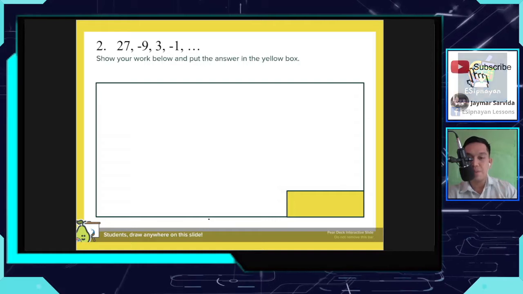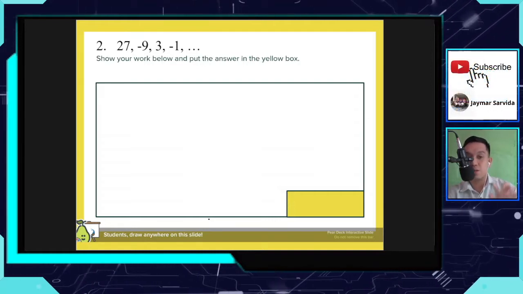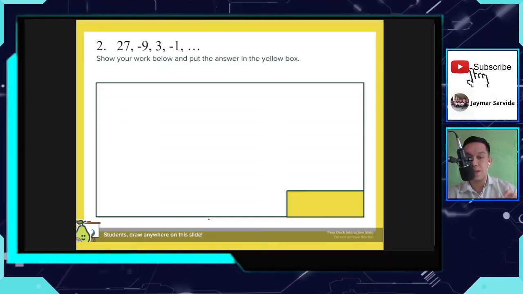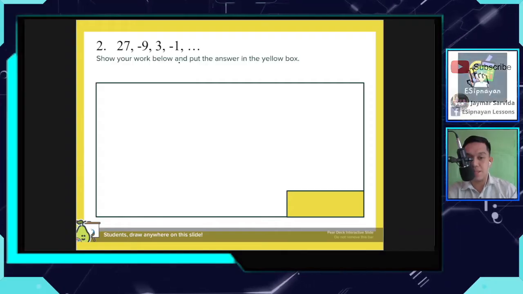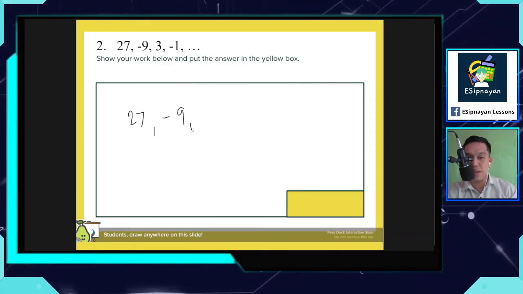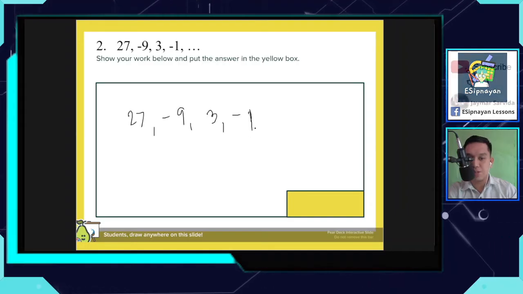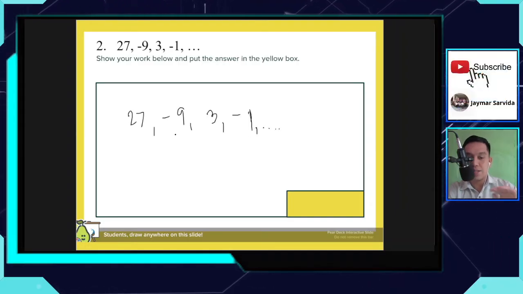Okay, hanapin natin ang common ratio ng sequence na to. 27, negative 9, 3, negative 1. Okay, tingnan ninyong mabuti class yung ating given dito. 27, negative 9, 3, tapos negative 1. Ayan, so forth and so on. So tingnan natin ha.